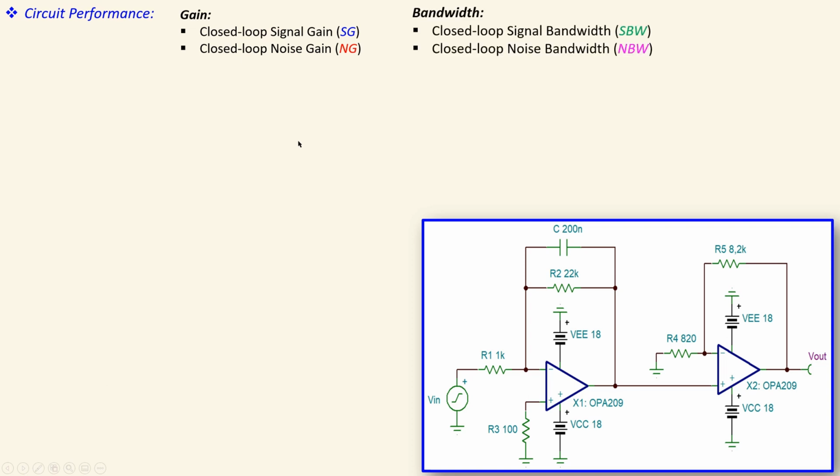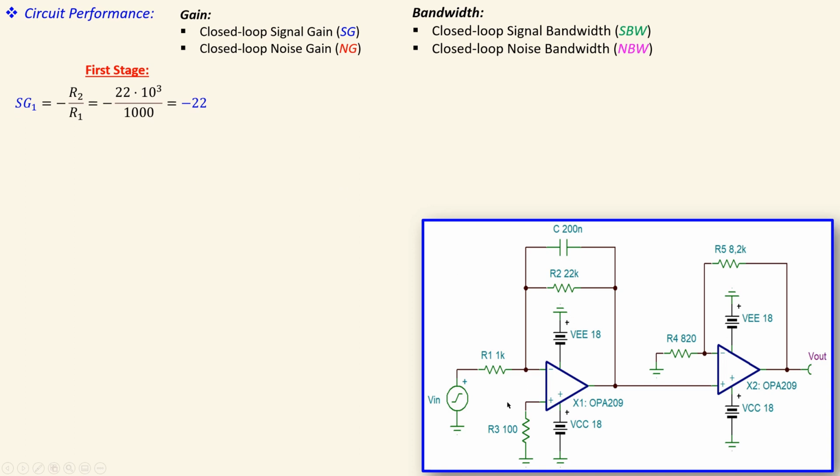In addition, we have the performance and the frequency, which is then the bandwidth. We have of course the closed loop signal bandwidth. We have also the closed loop noise bandwidth, and this is a very important parameter we will use in our noise analysis.